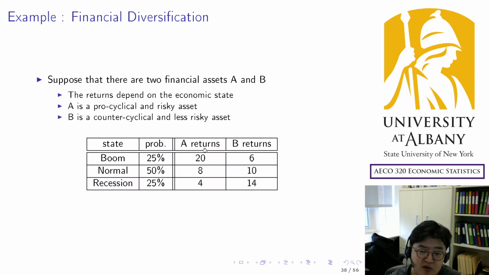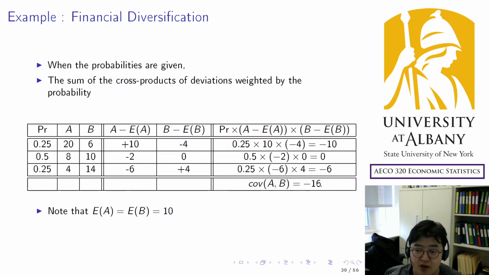So when A goes up, B goes down, and vice versa. So they are moving in the opposite direction. So the covariance must be minus, right? And 16 doesn't mean anything at the moment. Okay, so we only interpret the sign, which is minus.